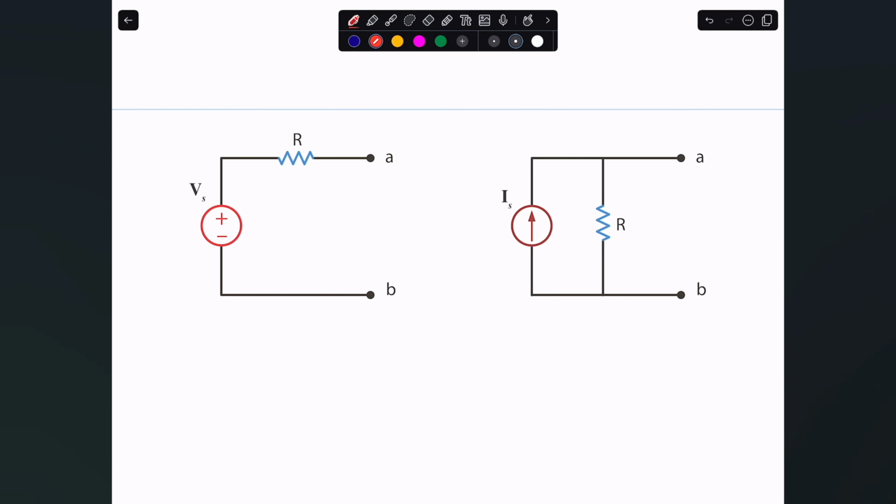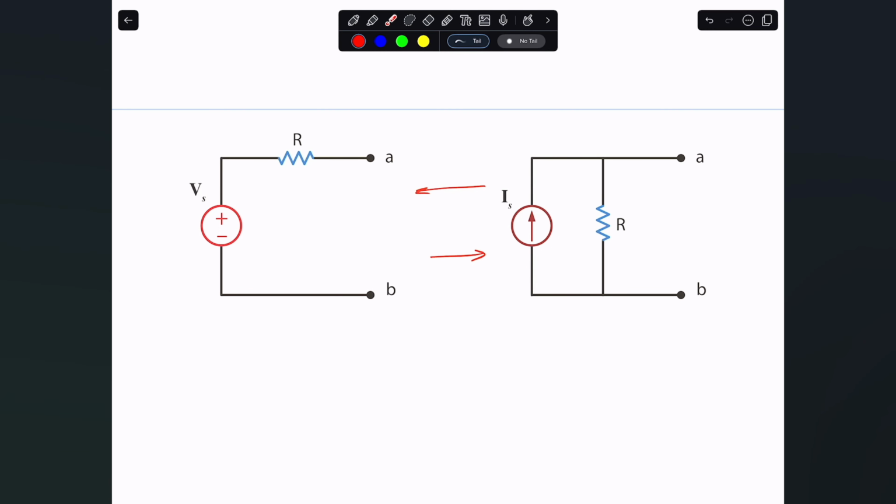So let me just highlight this fact here. This actually is both ways. Source transformation, sometimes called source exchange, tells me that you can convert a voltage source to a current source, but in a very specific situation. A voltage source connected in series with R can be converted to a current source connected in parallel with R. So not any voltage or current source. They have to be in this particular formation.